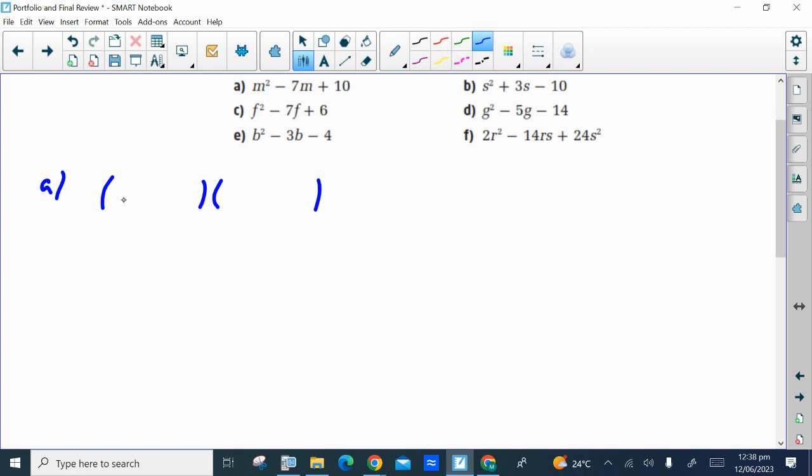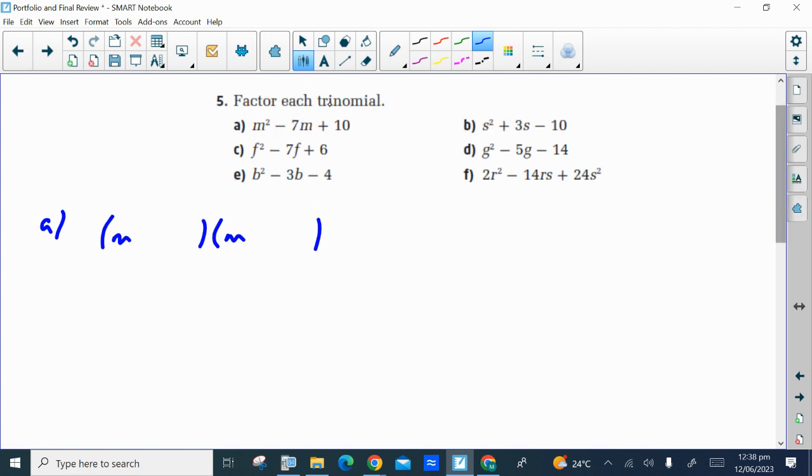So for this first one, the front terms of the binomials multiply to get m squared. So that's why I have an m and an m. And now remember, you're looking for two numbers that multiply together to get 10, add to get negative 7. They multiply to get a positive 10, which means their signs have to be the same. Because they add to get negative 7, they both have to be negative. The numbers that work here will be negative 2 and negative 5. They do multiply together to get positive 10, and they do add together to get negative 7.